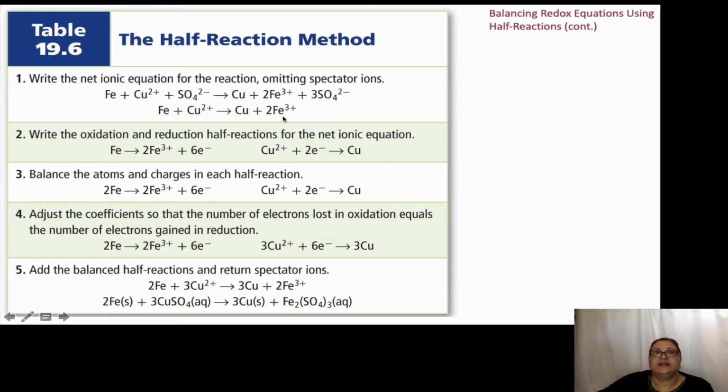Okay, now this one using the half reaction method. You're given a reaction like this, and then you want to look and see which ones changed charges. So iron, when it's by itself, is 0, and then iron is +3, and copper goes from +2 to 0. So these are the two that are giving up and accepting electrons.